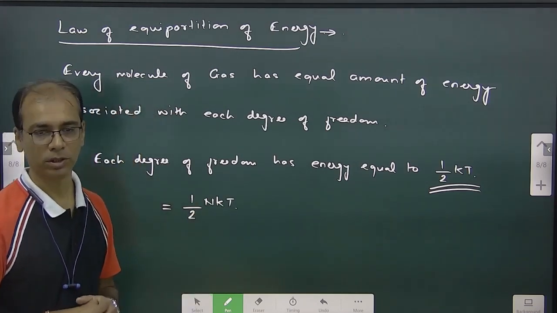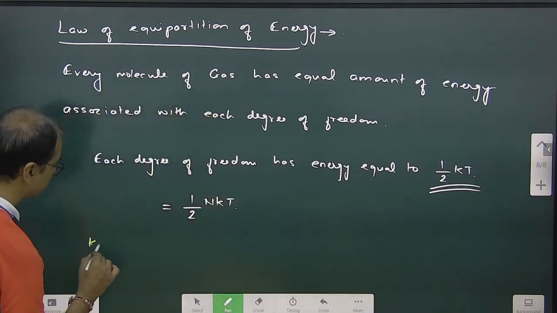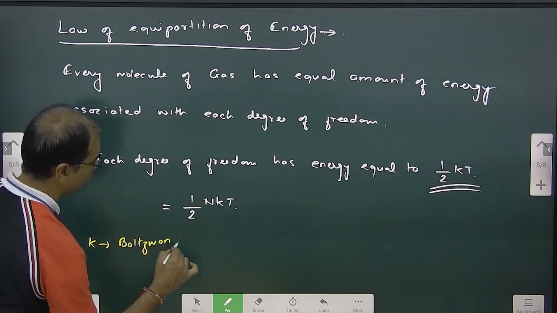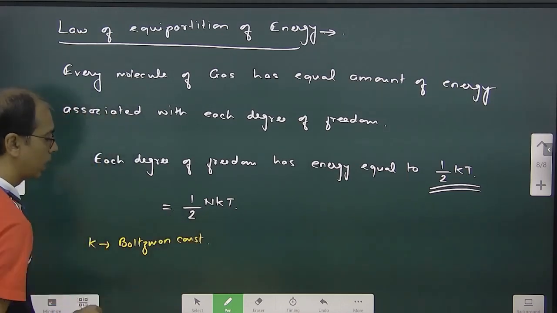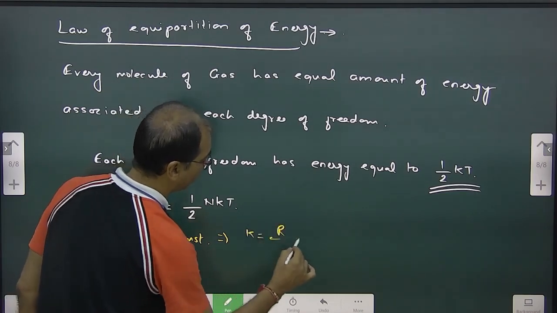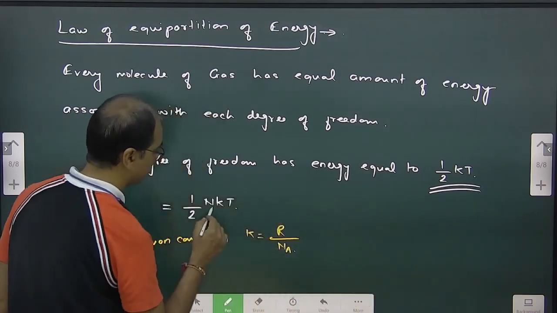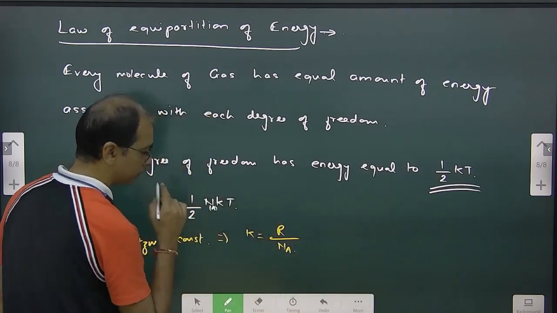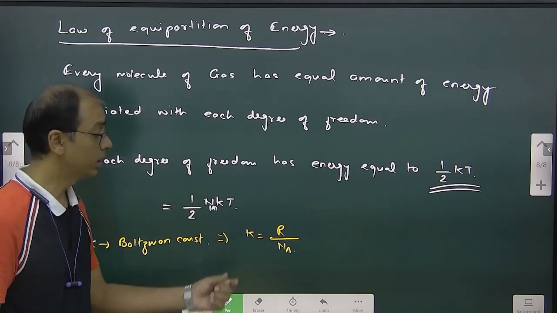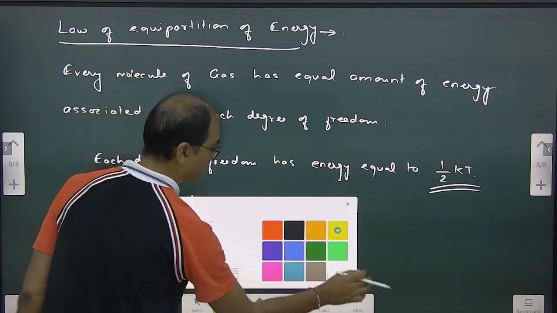Now the question is this, what is this k? k is the Boltzmann constant. And what is that? k is actually equal to R by Na, where Na is the Avogadro number. So k equals R by Na. R is what then? R is the universal gas constant.